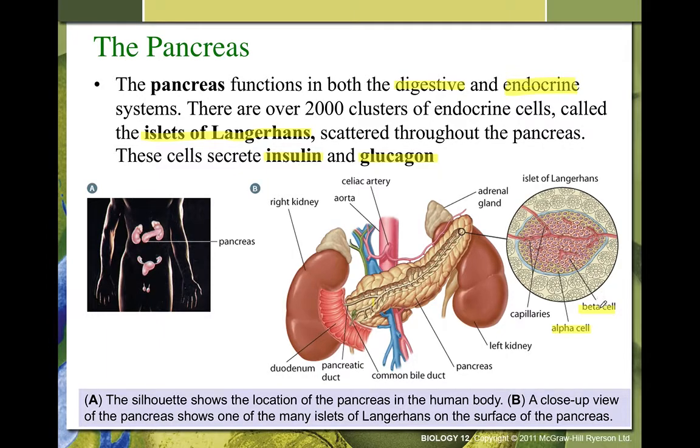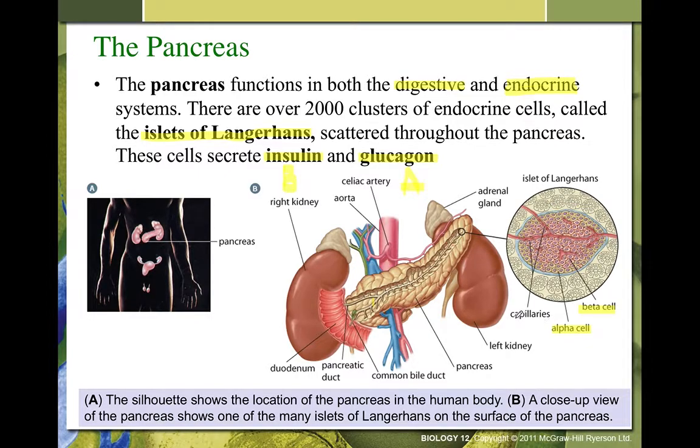So beta cells are going to produce insulin. So maybe I'll write a little b here. And alpha cells are going to produce glucagon. Okay, and so all of the cell types in this cluster, the alpha and beta, collectively make up an islet. And there are going to be many, many islets present on the pancreas.